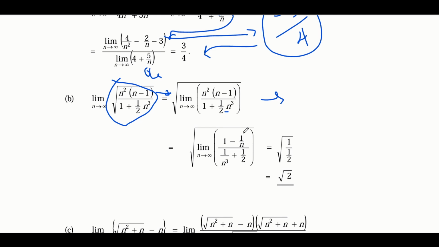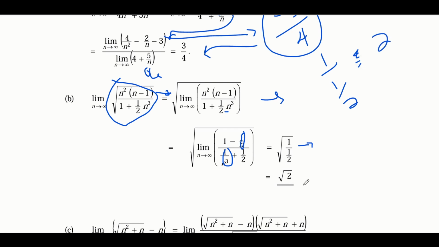As n approaches infinity, this expression approaches 0. The same for this expression. So the numerator will be left with 1, the denominator will be left with what? 1 over 2. And 1 over 1 over 2 is just what? Square root of 2. 1 over 1 over 2 is the same as 2.